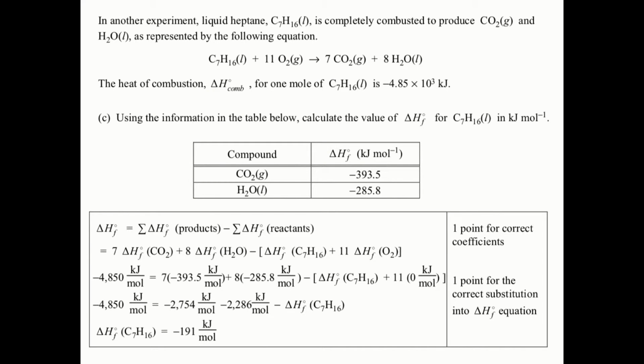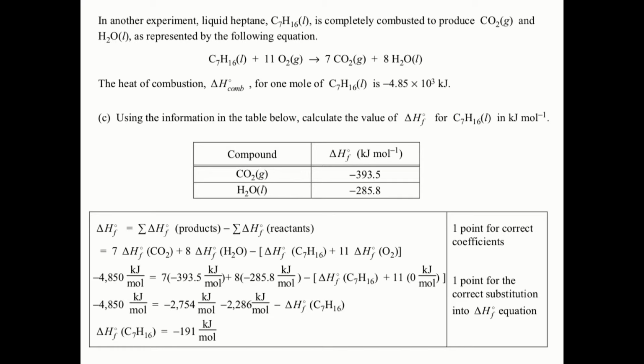In another experiment, liquid heptane, C7H16, is completely combusted to produce CO2 and H2O, as represented by the equation below. The heat of combustion for 1 mole of C7H16 is negative 4.85 times 10 to the third kilojoules. Using the information in the table below, calculate the value of the heat of formation of C7H16.